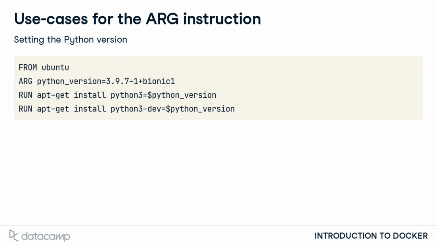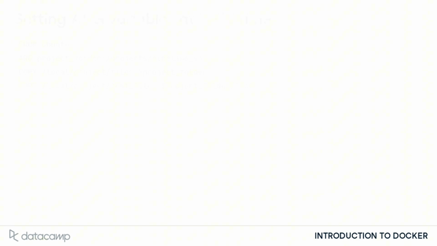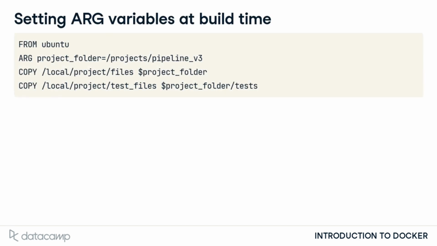Like in the first example on the slide, we specify a version of Python called Bionic compiled for Ubuntu. Defining a path to a project or user directory is also helpful as an ARG. This allows us to make any instructions using this path less verbose and makes it more apparent at a glance that all files are going to the same folder. The ARG instruction can also be set in the Docker build command, giving us even more flexibility.